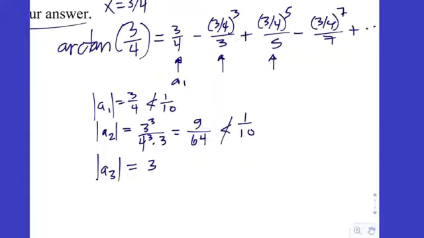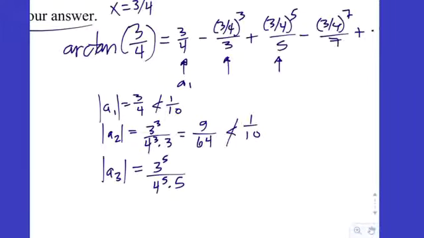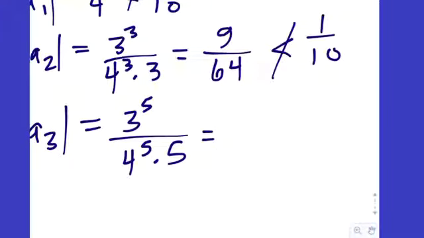Okay, 3 to the 5th over 4 to the 5th times 5. All right. Now here's where I failed in writing this question. I made the numbers kind of ugly. This is all without a calculator. So 3 to the 5th, let's figure out what that is.